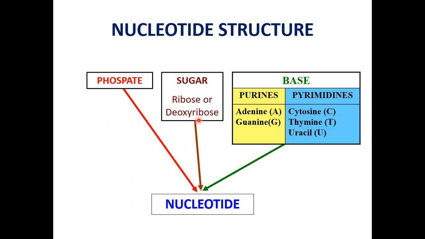There are three components of a nucleotide. One is a nitrogen base, the second is the pentose sugar, and the third one is the phosphate. The nitrogen bases are of two types, purines and pyrimidines. Purines are of two types: one is adenine and the other is guanine. While pyrimidines in DNA are cytosine and thymine, in RNA they are cytosine and uracil. The pentose sugar in RNA is the ribose form, while in DNA it is deoxyribose. And then the third component, the phosphate.